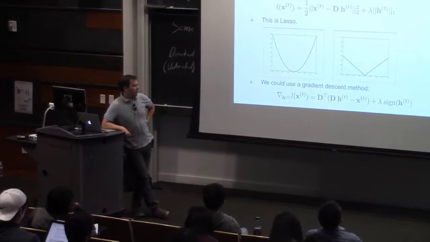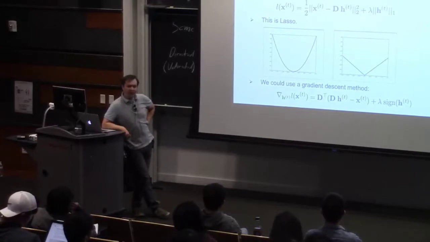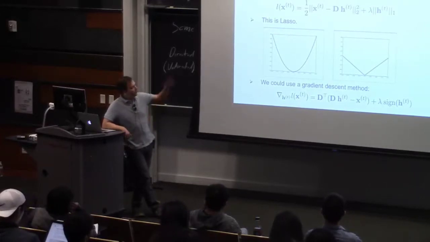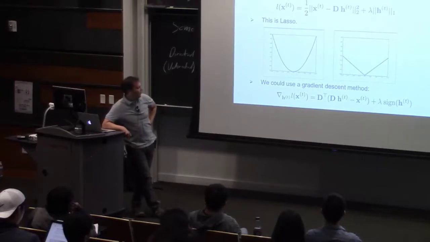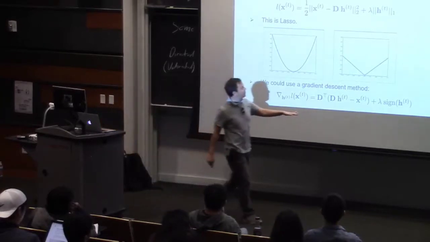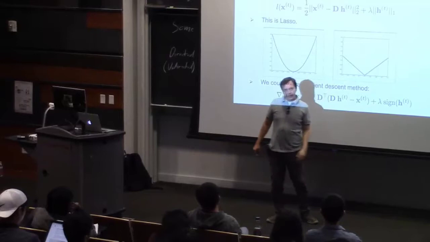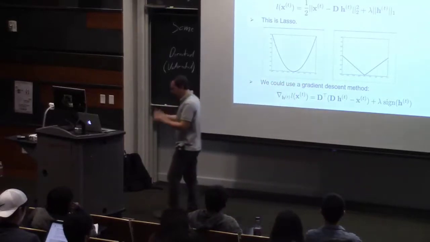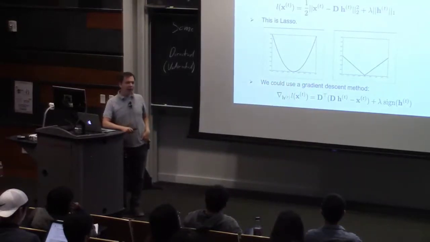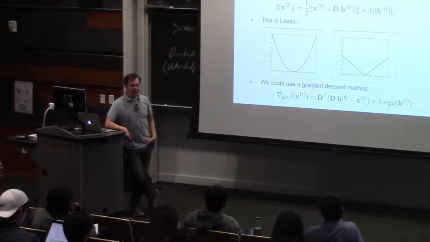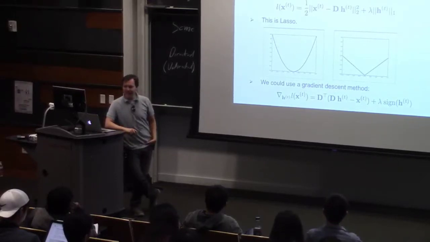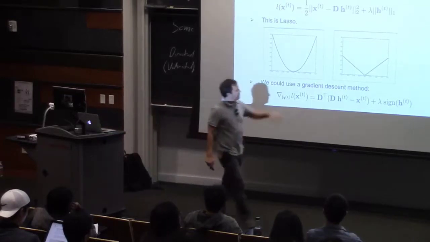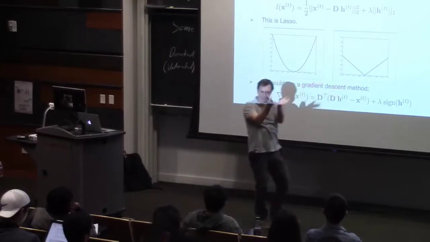And we could use a gradient descent method. In fact, you can just take the gradients of this objective function. This part is standard, from the squared loss. And the gradient of the L1 term is just the sign of H. If it's positive, it's just +1 or -1. That's it. Very easy. The gradient of the absolute value is just the sign.